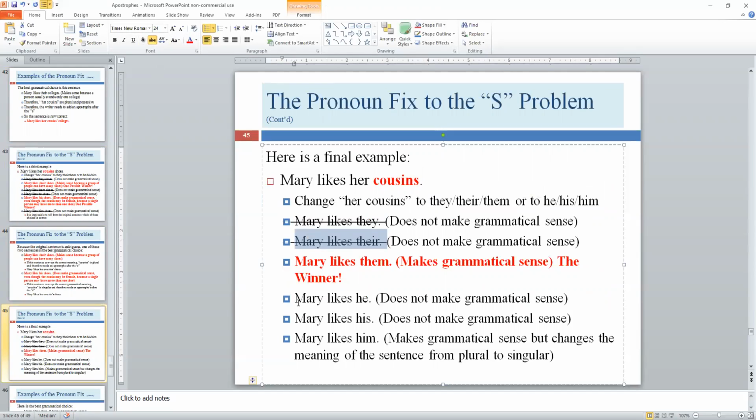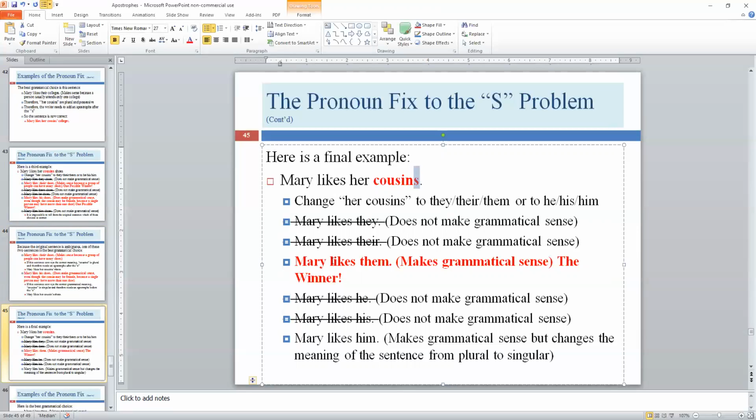Mary likes he. No, that doesn't sound right. Mary likes his. No, that doesn't sound good. Mary likes him. This does sound good, but why would we have him? We shouldn't have an S here, right? Mary likes her cousin. That would be the right way for that to make sense. So the him doesn't explain why we've got an S here.